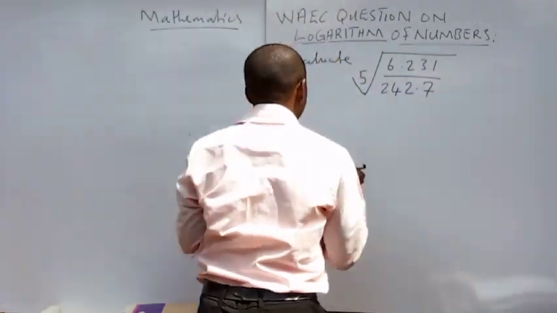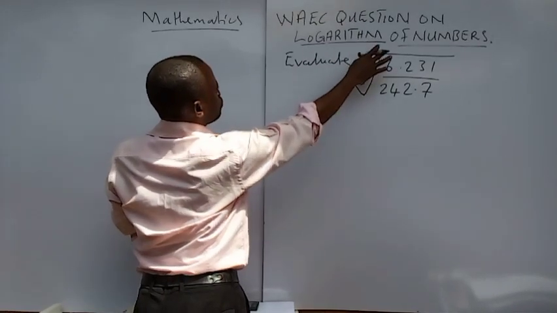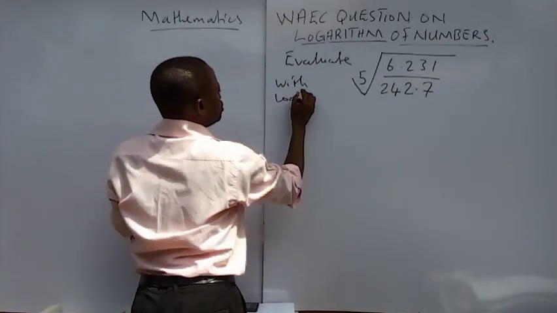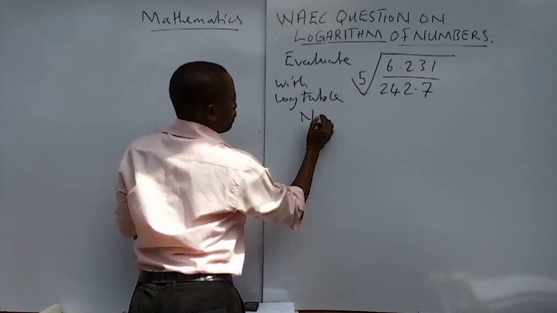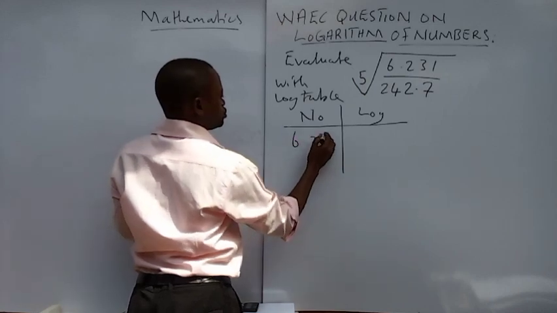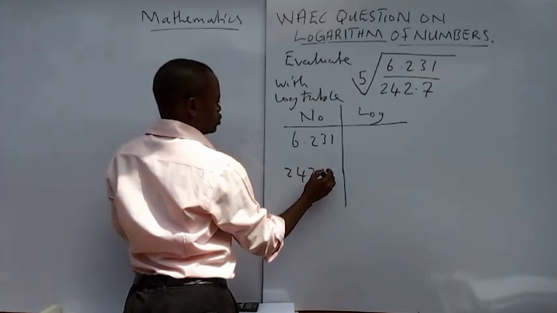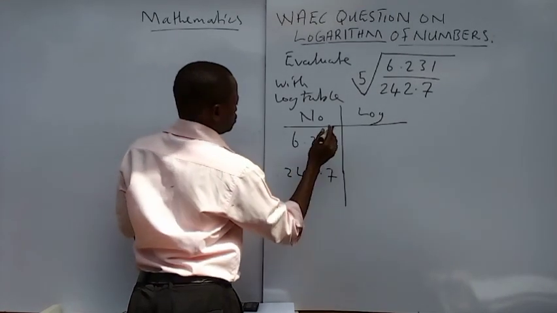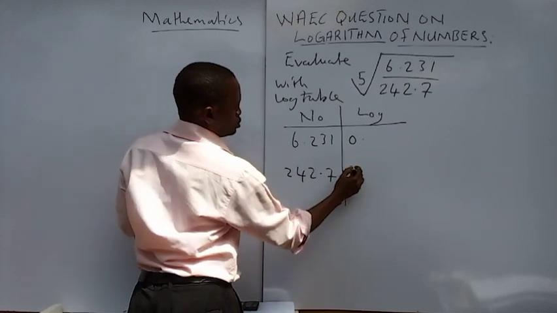Quickly, this question says evaluate with logarithm tables. We are still looking at WAEC questions on logarithm of numbers. So evaluate with log table this. What you do is quickly say number, log. You write 6.231 and you write 242.7. The logarithm of this, as I have been explaining, the characteristic is 0 point, and for this the characteristic is, 123 is 2 point.